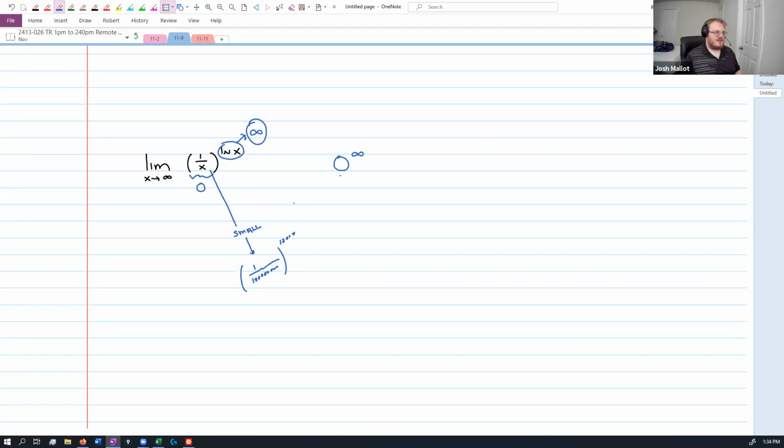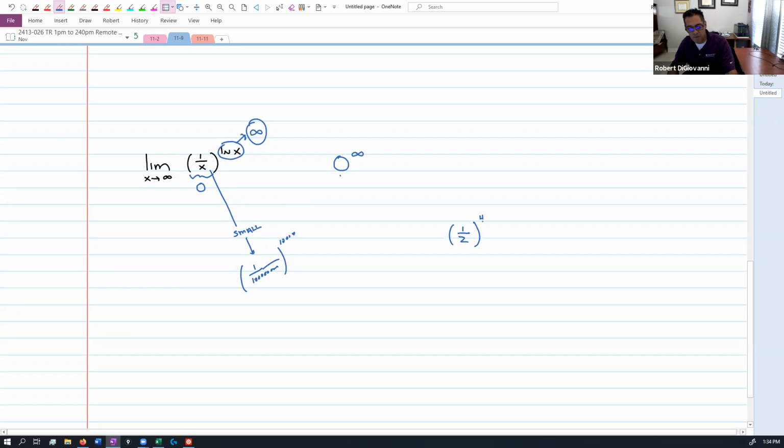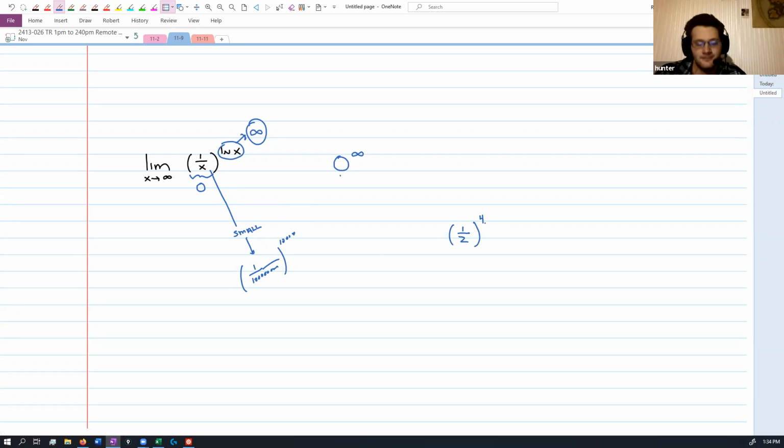It gets increasingly smaller. Think about that. Let's take a small number. Now I know 1/2 is not small, right? But take 1/2 and raise it to the 4th power. Did it get bigger or smaller? It gets smaller. It got smaller, didn't it?